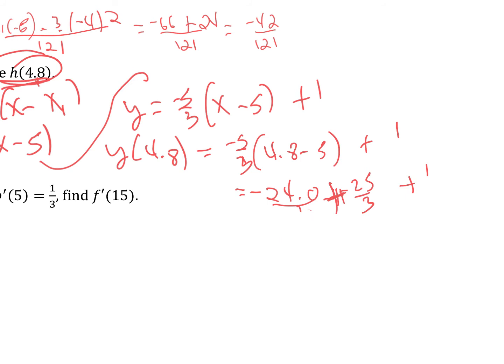Negative 24 plus 25 is 1. This is a third. Oh, I erased it again. So that's just going to be 1/3 plus 1. That's going to be approximately the answer. This is approximate, remember? Approximate. And so 1/3 plus 1 is 4/3.